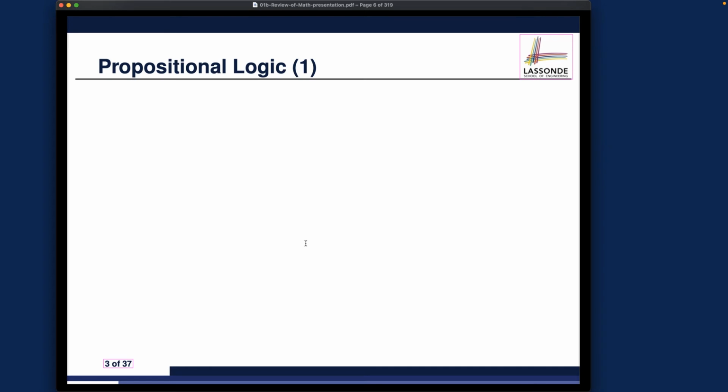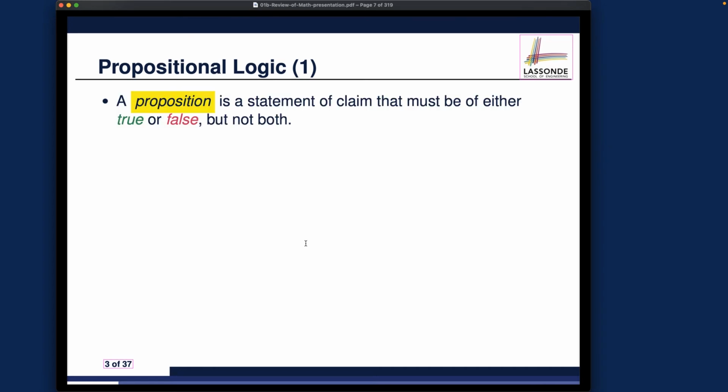Let's now see what a proposition is. A proposition is simply a statement of claim that must be either true or false, but not both, right? For example, let's say York University is a higher education institution. Is it true or false? Whenever you make a statement, it must hold either true or false. It cannot be anywhere in between. The middle should be excluded.